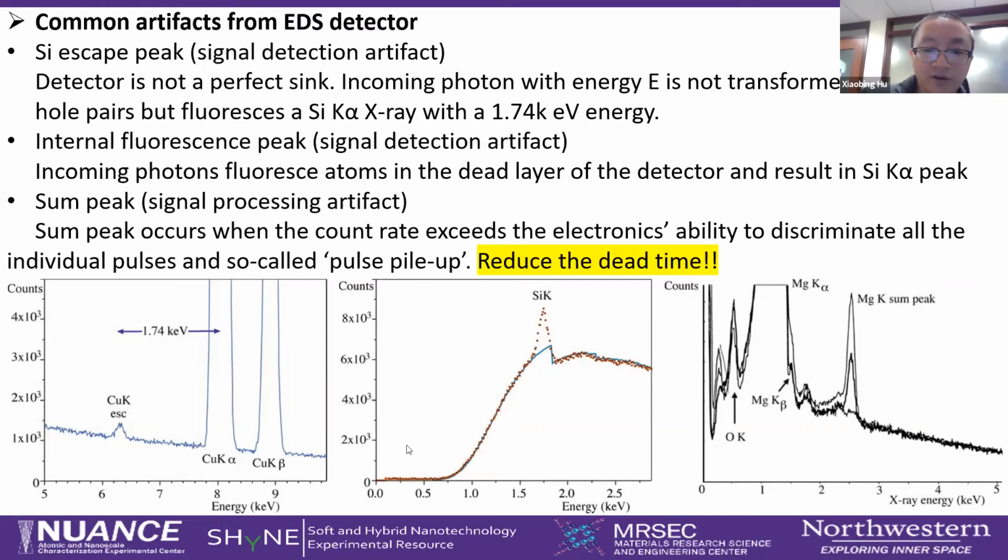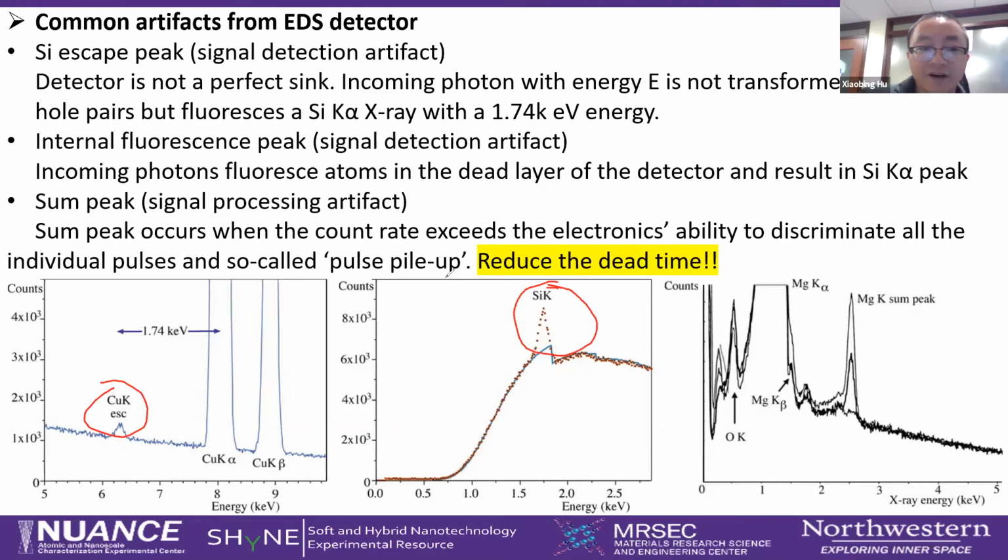So now you can see this is the copper escape peak. And another thing is the internal fluorescence peak. This is also a signal detection artifact. The incoming photons fluoresce an atom in a dead layer of the detector and result in the K alpha peak. So this is the silicon one.